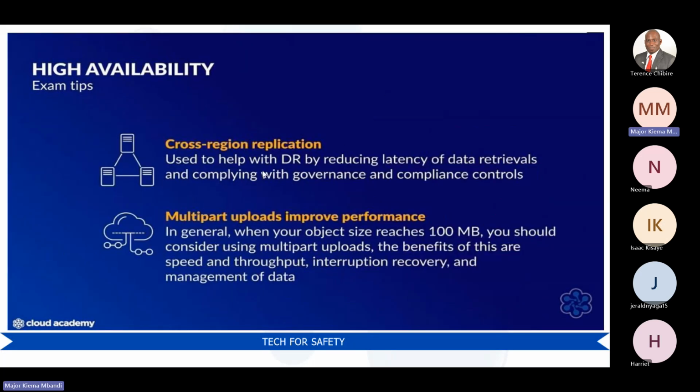Cross-region replication is used to help disaster recovery by reducing latency of data retrieval and complying with governance and compliance controls. Multi-part upload improves performance. So in general, when your object size reaches 100 MB, you should consider using multi-part upload. The benefits are speed and throughput, interruption recovery, and management of data. So if you have a challenge in your internet connection, it's good to make use of multi-part upload.